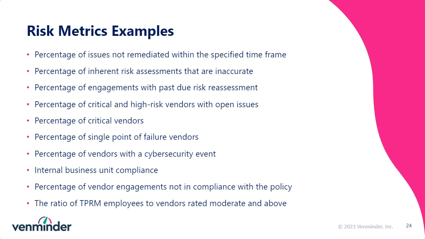All right, so maybe risk management was one of your objectives. So here are some examples you might use. The percentage of critical vendors, how many single point of failure vendors we have, maybe the ratio of third-party risk management employees to vendors rated moderate and above, because if we have more vendors than we can handle, that's a risk issue. Maybe we want to look at the percentage of issues that were not remediated within a specific time frame, or the percentage of inherent risk assessments that were inaccurate. So I think you're starting to get a feel for what you might be looking for.